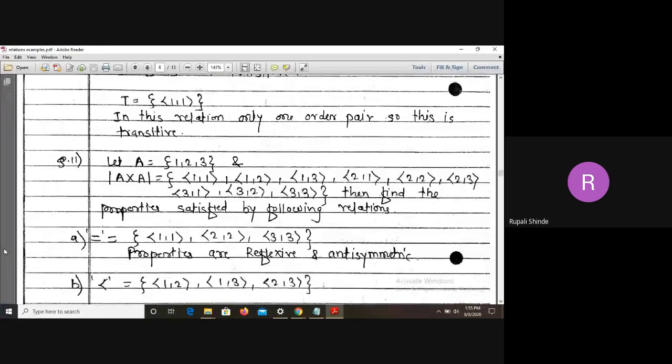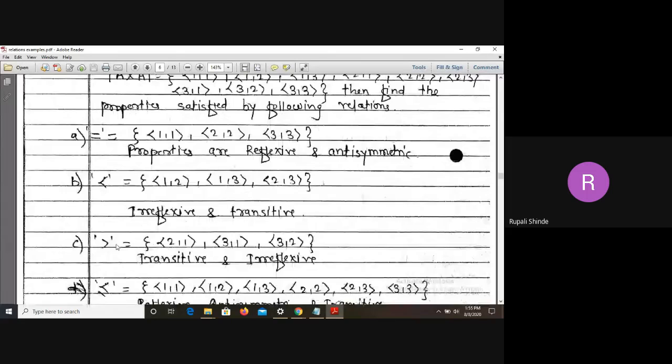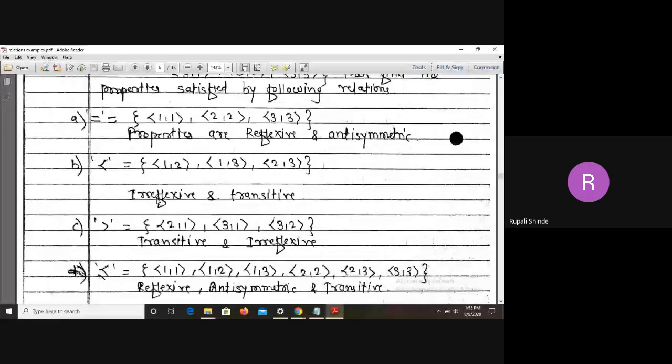Now check whether this one is antisymmetric. No, this is not antisymmetric. And symmetric? Not symmetric. So it is irreflexive and transitive.